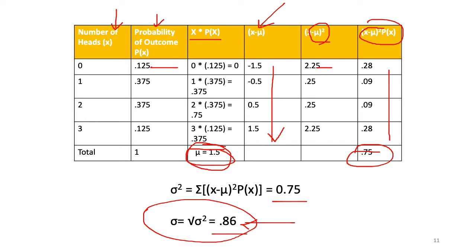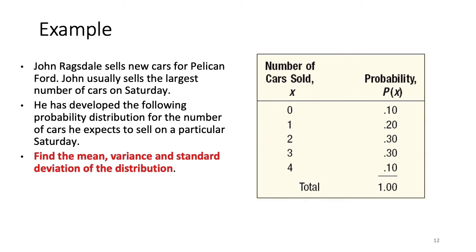Let's do one more example. Second example. John Ragsdale sells new cars for Pelican Ford. John usually sells the largest number of cars on Saturday. He's developed the following probability distribution for the number of cars he expects to sell on a particular Saturday. We're going to have to find the mean, or the expected number of cars he expects to sell on a given Saturday, the variance, and the standard deviation of this distribution.